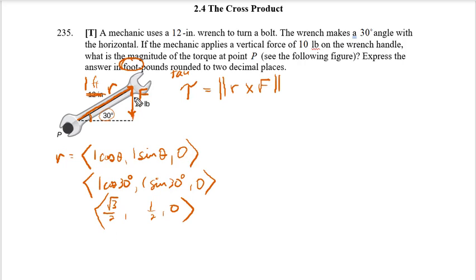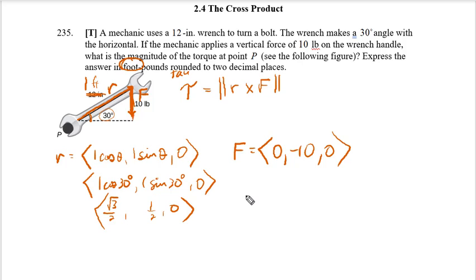Now F is this vector. It's going straight down, 10 units long. We write that as 0, negative 10. And again, there's no z component, so we'll just use a 0 for that. So now we need the cross product of R and F, which again we can do on our calculator.